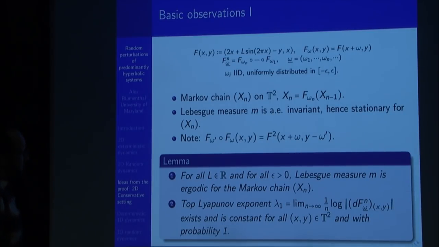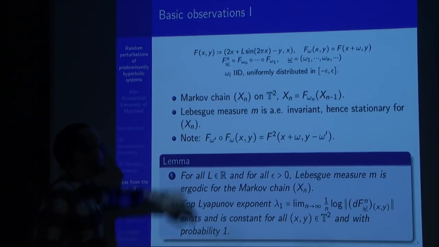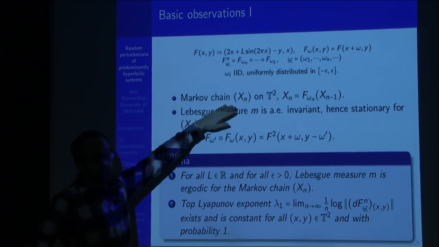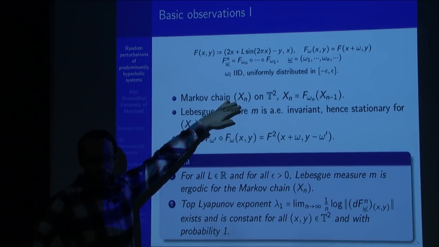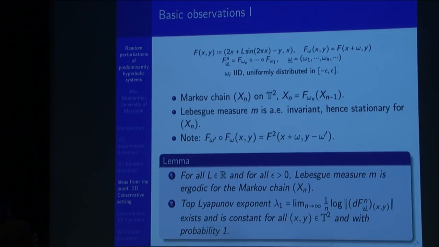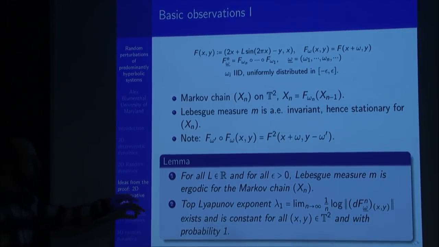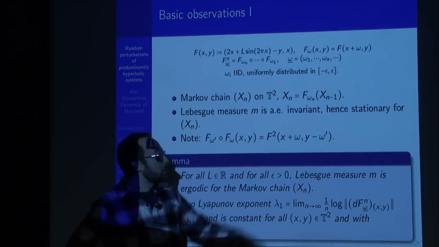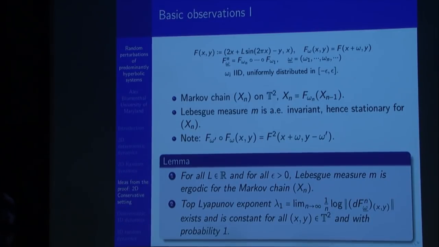So this is just a little summary of the system we have. Standard map with these kicks, these IID kicks in the x direction, right? And so the first observation is that this induces a Markov chain on the torus. It's a random process that only depends on the memory one time step behind. So Lebesgue measure is almost surely invariant under this dynamics, and so it's a stationary measure for this Markov chain, right?